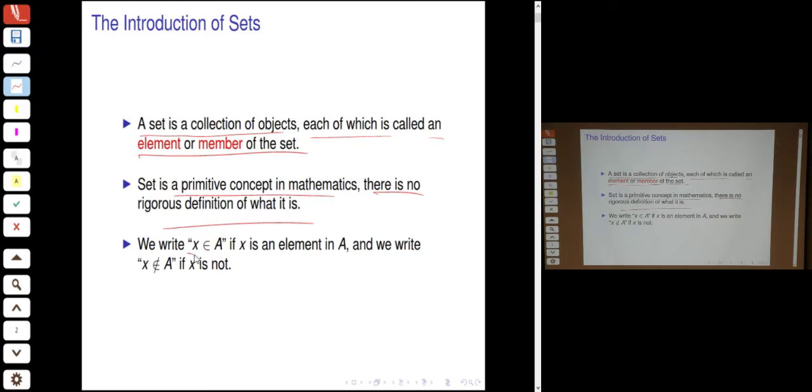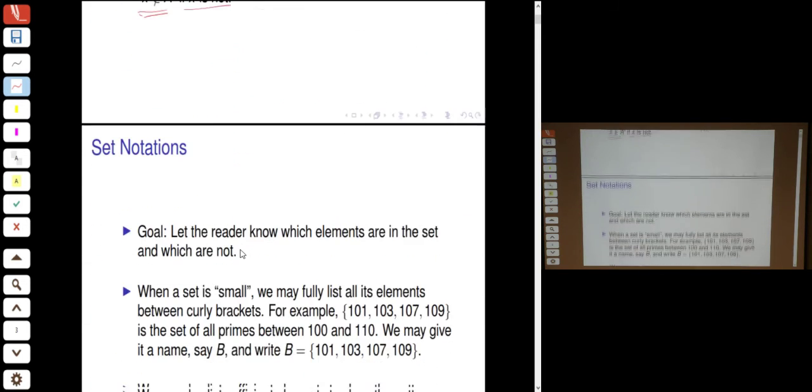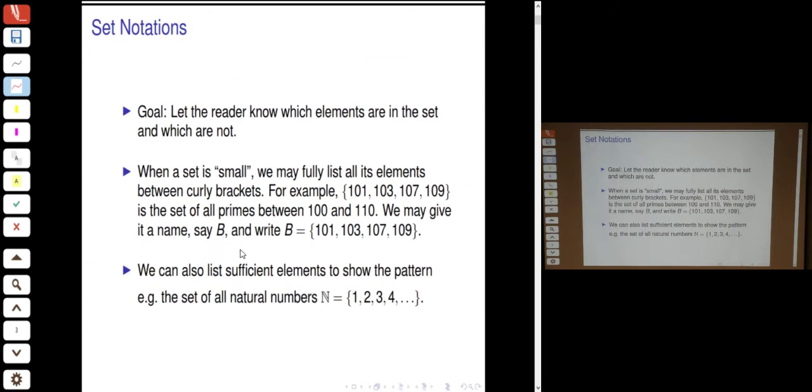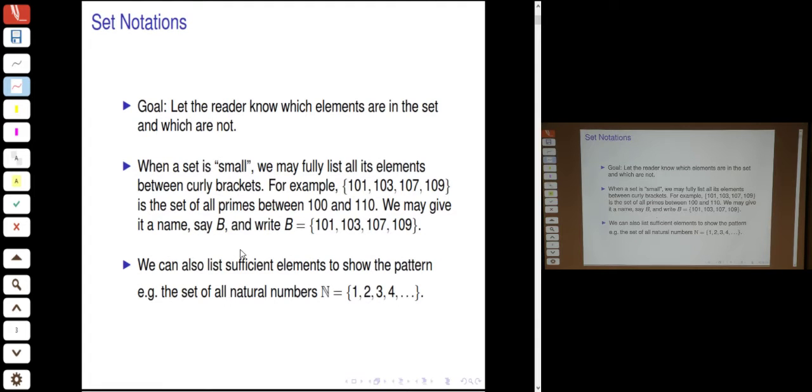And we write x ∈ A; this symbol just denotes that the element x is in the set A. And we write x ∉ A, this symbol with a cross, if x is not a member of A. The goal is to let the reader know which elements are in the set and which are not. When a set is small, we can fully list all its elements between curly brackets.